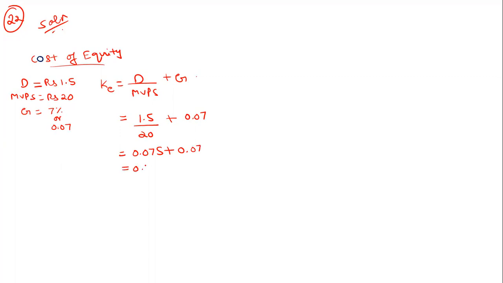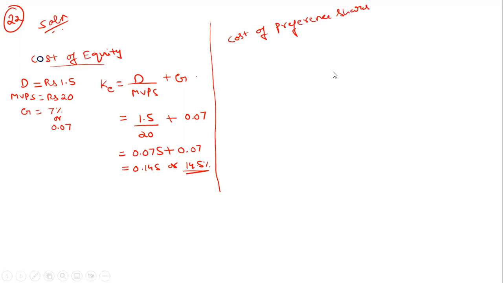0.145, or 14.5%. Okay, next, what is it we have to do? Cost of preference share. Yes, let's do that. Cost of preference shares. Okay, now what do we do with this cost of preference shares?